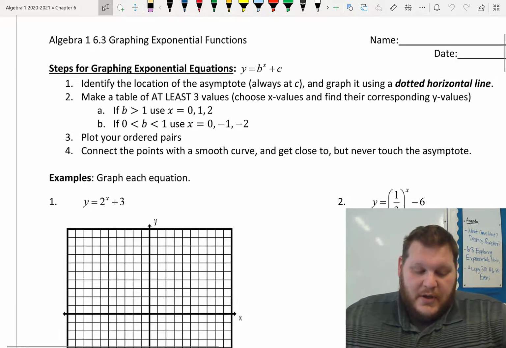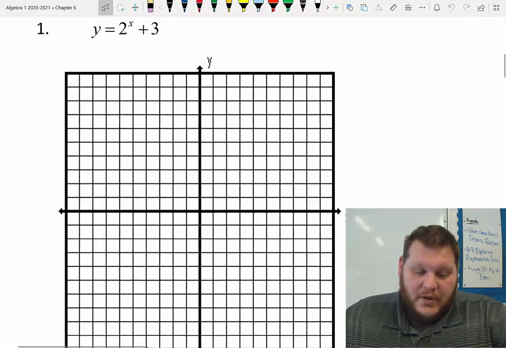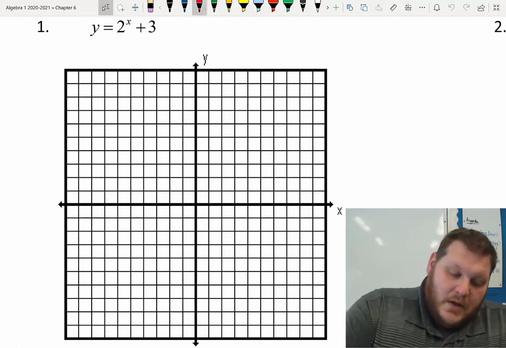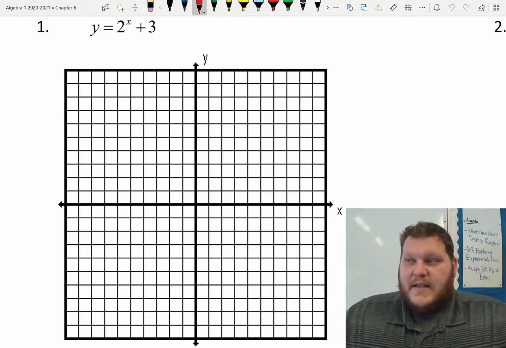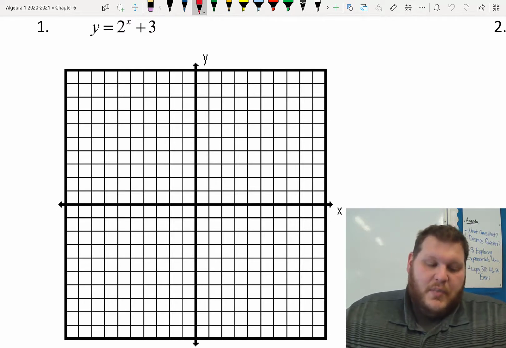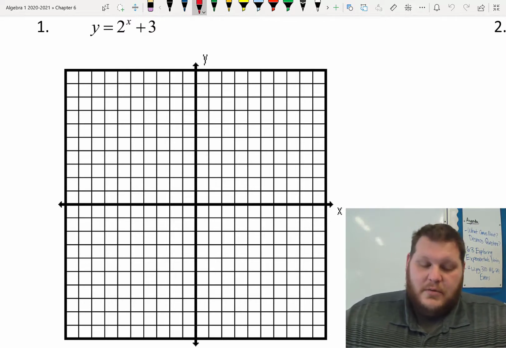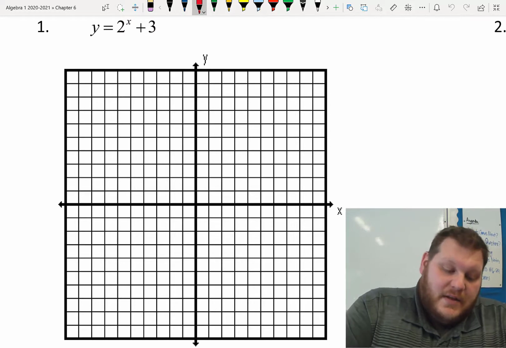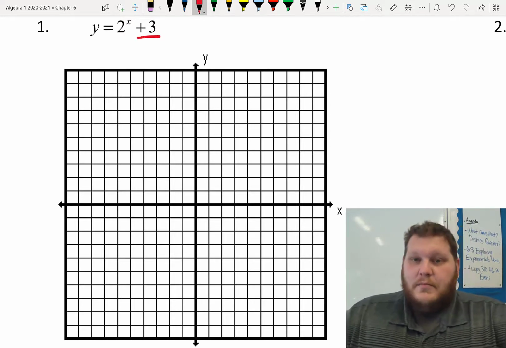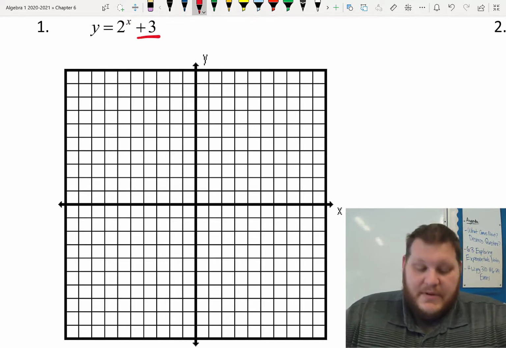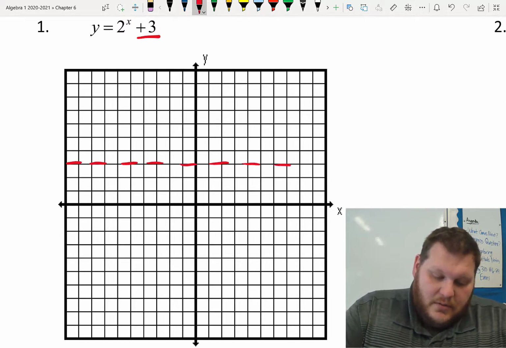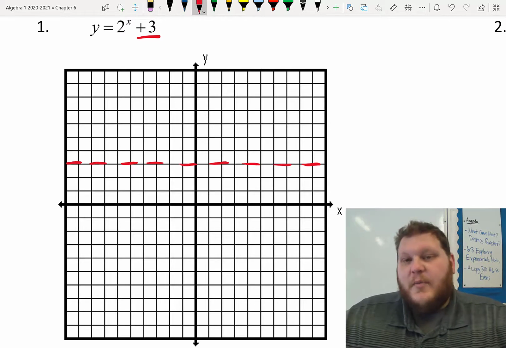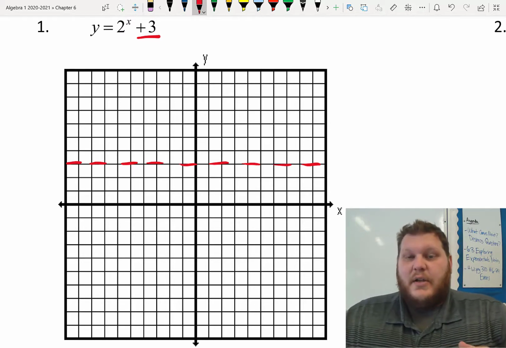So let's go ahead and jump into number 1. We're going to actually put that plan into action. This is actually the exact same graph as the second one from yesterday's notes, but let's go ahead and use our shortcut for this now. So we can identify that this 3 is my c value. So that's going to be where my asymptote happens, at positive 3. I'm going to go ahead and just put a horizontal dotted line right there at positive 3. That's the part where my graph is going to get really close to but never actually hit.